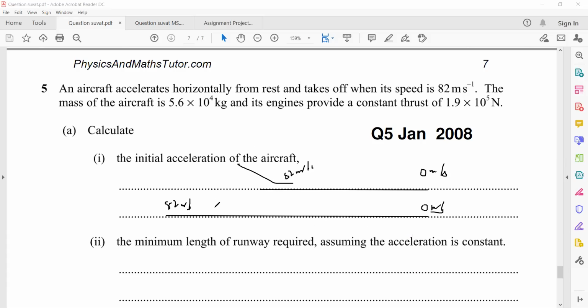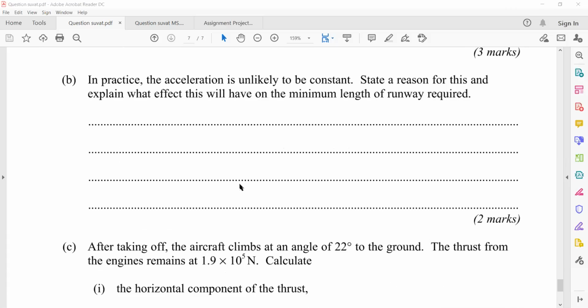Is it clear? This was the question on the last page, page 7, 5B. Is it clear, this question?